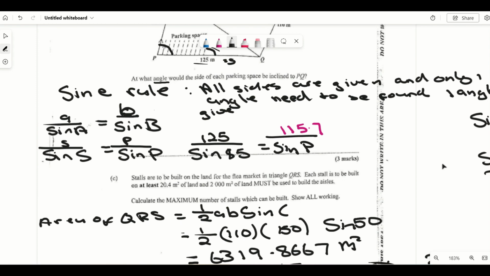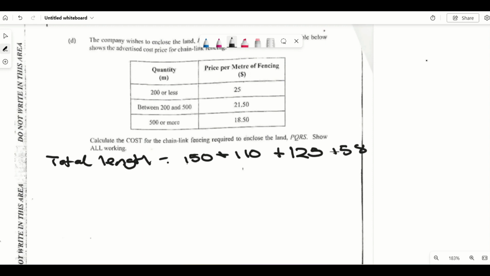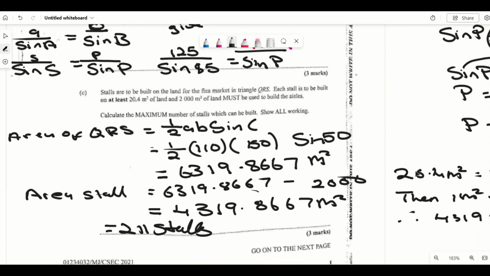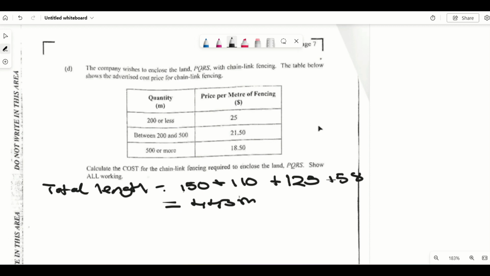So if we're talking about chaining, that would be the length around the line. So your total length would be 150 plus 110 plus 125 plus 58, which equals 443 meters. Is it in meters? Let's just make sure because I don't want to be putting the wrong unit. It is in meters.